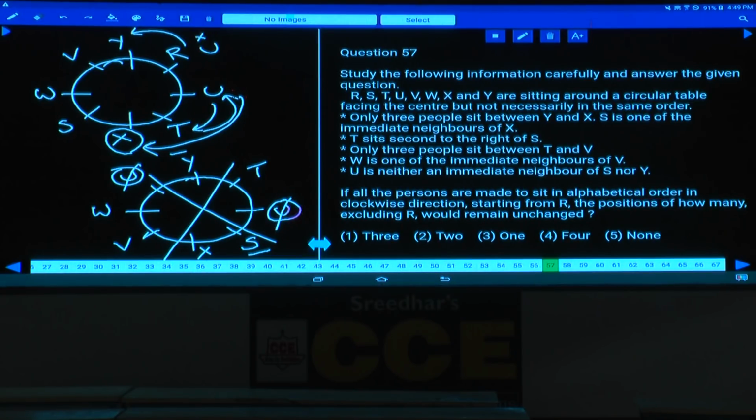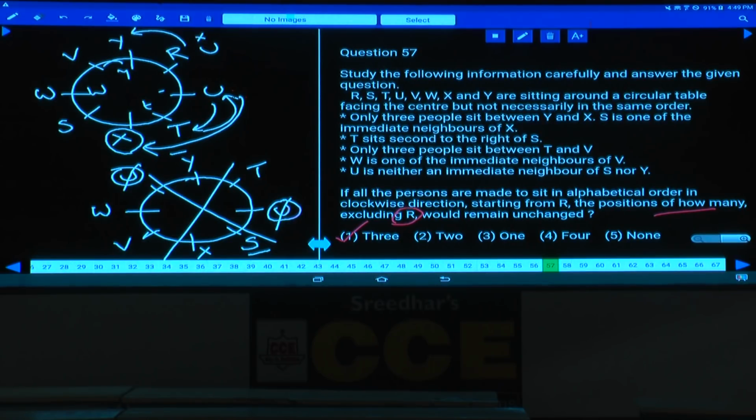And question number 57, if all the persons are made to sit in alphabetical order in clockwise direction starting from R. Starting from R, all these persons are in the alphabetical order in the clockwise direction. And then the positions of how many persons excluding R would remain unchanged. Starting from R, S, now T will be here. R, S, T, U, V, W, X and Y. Tell me how many persons remain at the same place? T, W and Y are the 3 persons who remain at the same place, hence choice 1 is the answer.